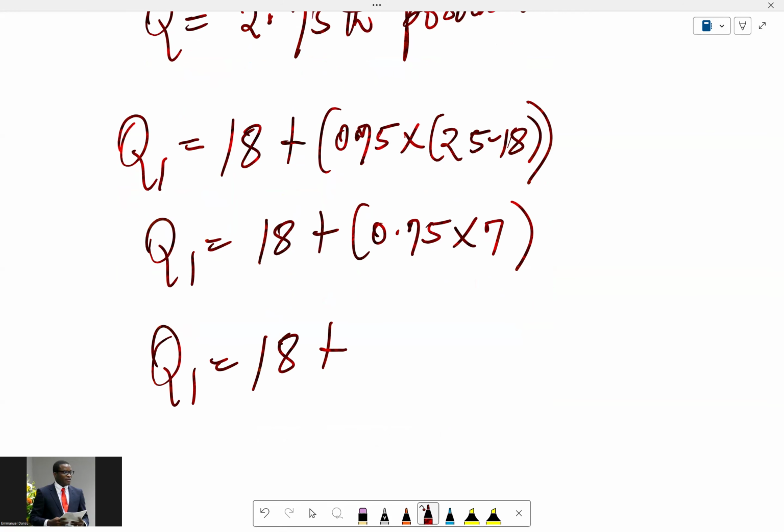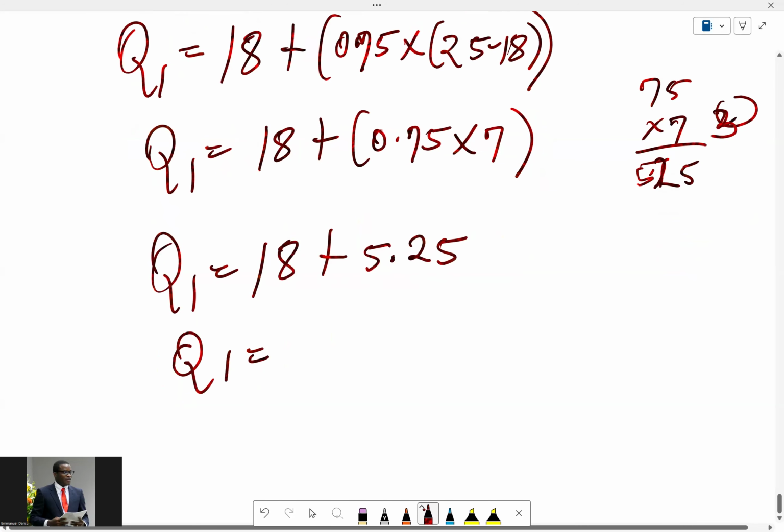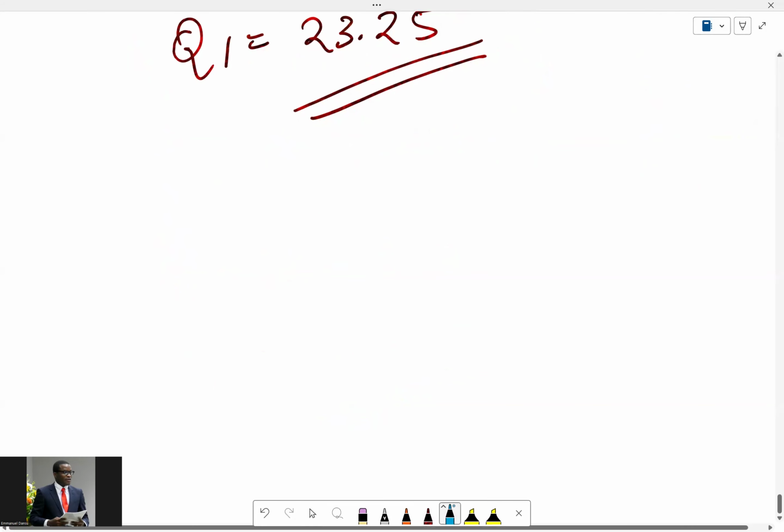So Q1 is equal to 18 plus 0.75 times 7. 7 times 5 is 35. 7 times 7 is 49, plus 3 is 52. Okay, so 2 decimal places, you have 5.25 rather. So the first quartile is actually 23.25. So it means that 23.25 is bigger than the bottom 25%. Okay. Now let's quickly talk about grouped data.